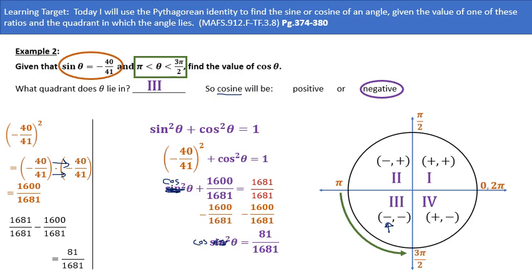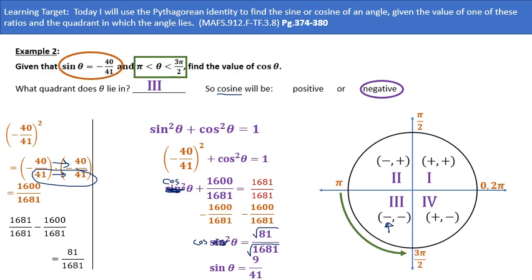Now, how are we going to find our answer? Square root, top and bottom. The square root of 81 is 9. And the square root of 1,681 has to be 41, because that's how I got it, because I multiplied these two numbers together. So it's 9 over 41. Are we done? No. This is what I was talking about just a second ago.